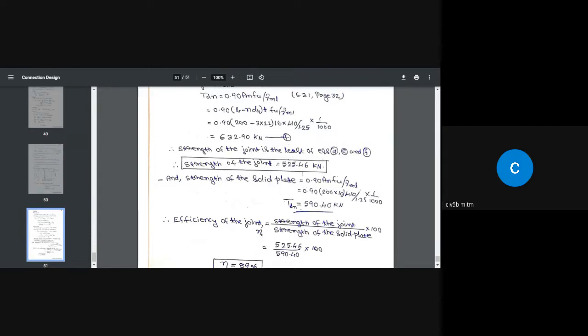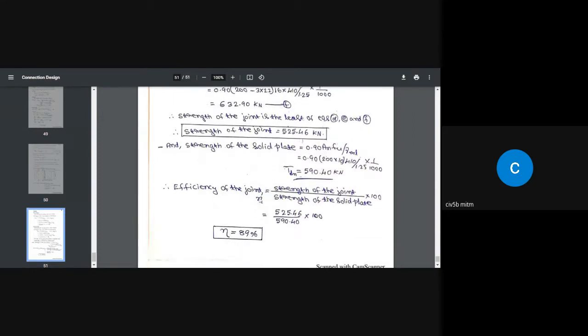Next, we need to find out the strength of the solid plate. So what is the solid plate? 200 millimeter is the width of the solid plate and 10 millimeter is the thickness. Solid plate means we should not deduct any bolt hole values. So the strength of the solid plate is 590.40 kilonewton.